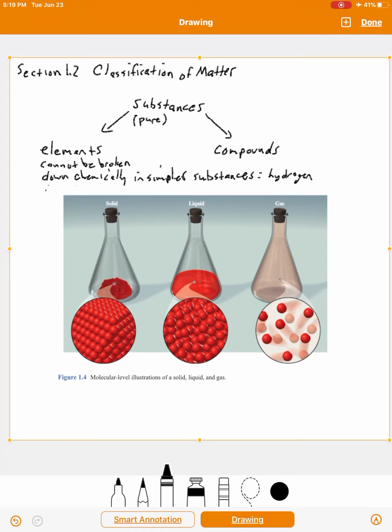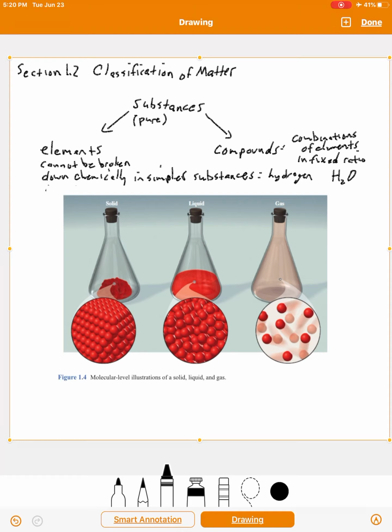Now, compounds, on the other hand, are what we would say are combinations of elements in a fixed ratio. For example, water is H2O. The substance H2O has 2 hydrogen atoms for every 1 oxygen atom. That is a particular material with a set of properties, chemical and physical.